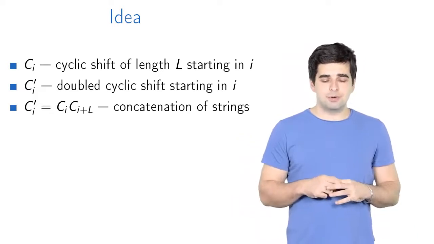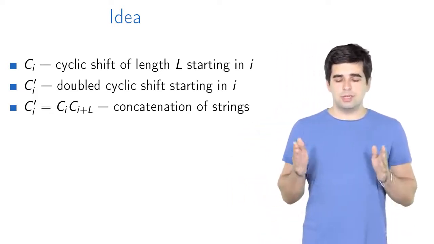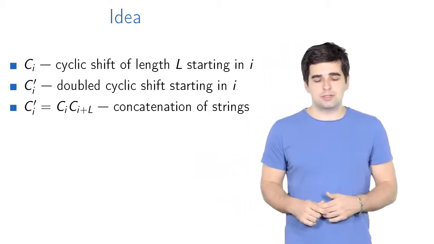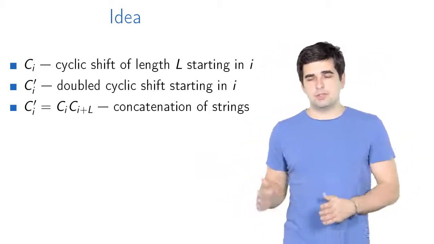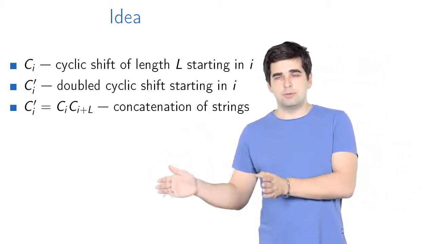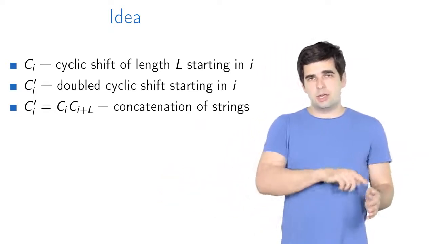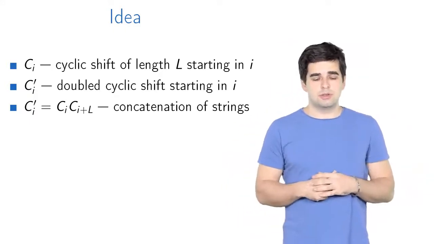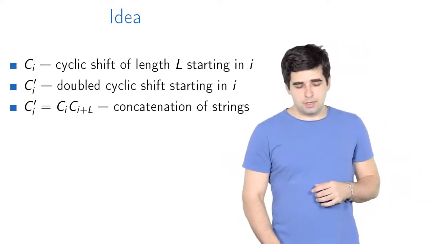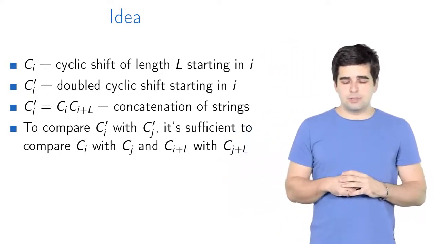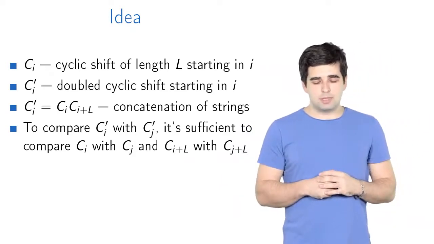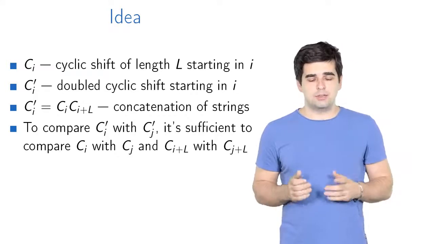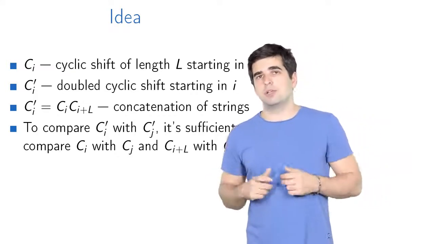Then Ci prime is equal to Ci concatenated with Ci plus L. So we just take string Ci, we take string Ci plus L, put it after string Ci, and the total string of length 2L is equal to string Ci prime. And so to compare Ci prime with Cj prime, it's sufficient to separately compare Ci with Cj and Ci plus L with Cj plus L.